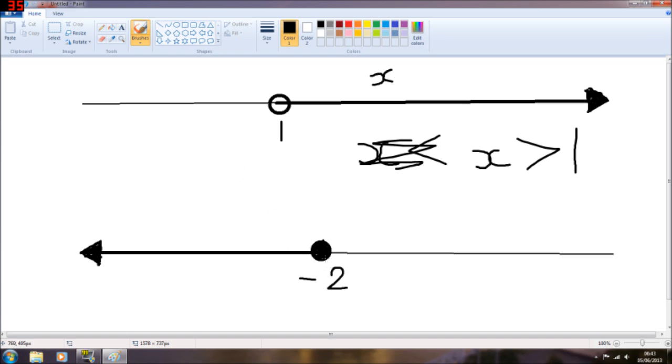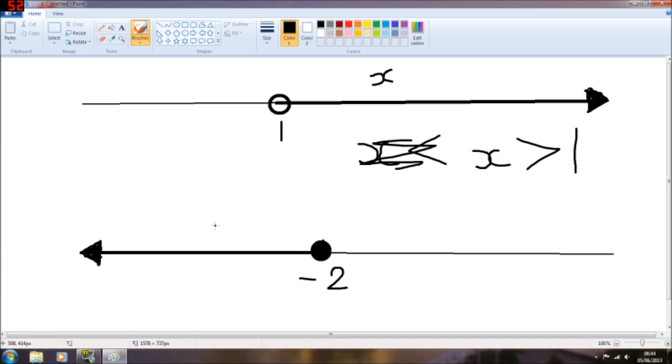Alright, I'll do another example. This one's a slightly different one. The circle here is shaded, and the arrow this time is pointing to the left. So a shaded circle represents that this number, -2, is included, and because the arrow is pointing left, it means x is smaller than this number represented here.